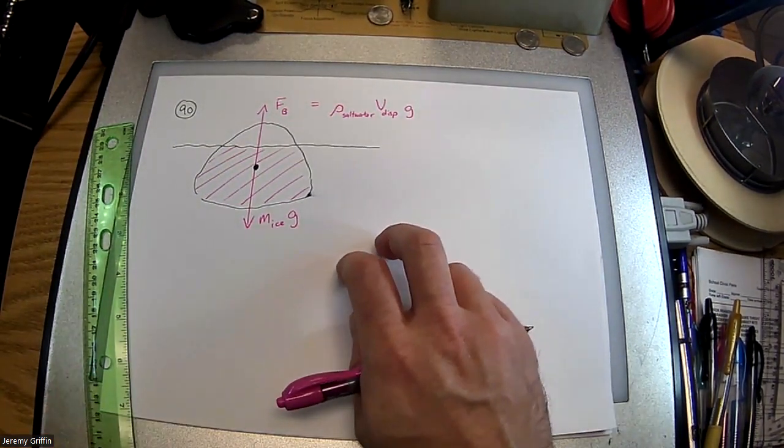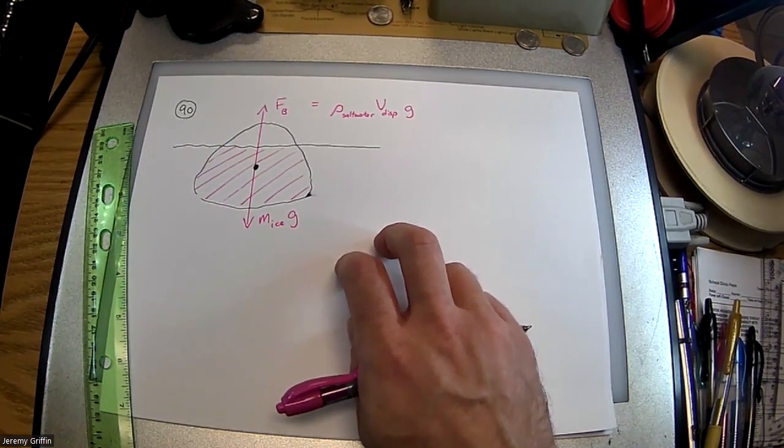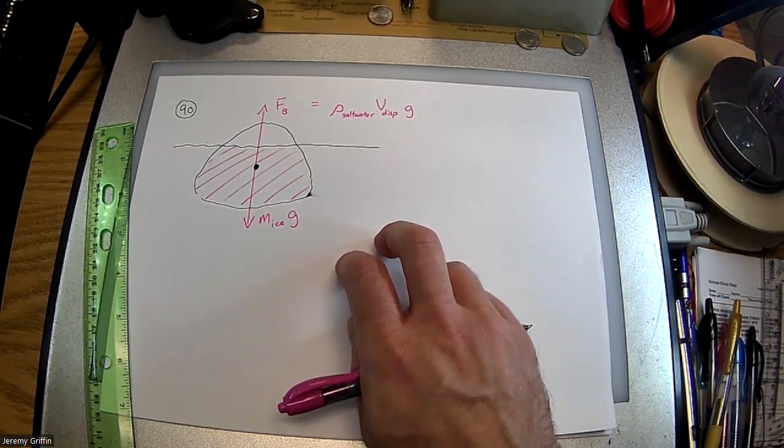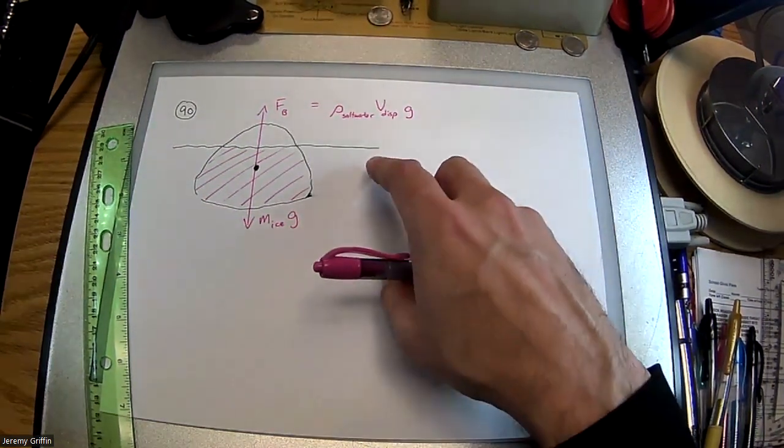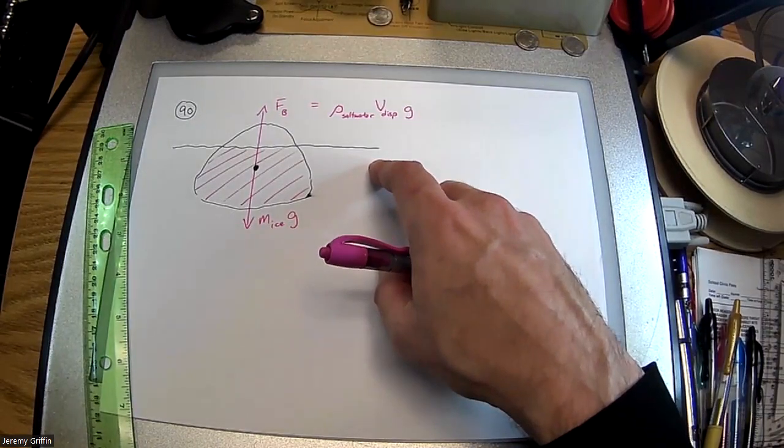Now, if you look at the setup, I didn't actually tell you the mass of the iceberg, but it turns out it doesn't matter if you have little ice cubes or medium icebergs or big icebergs.